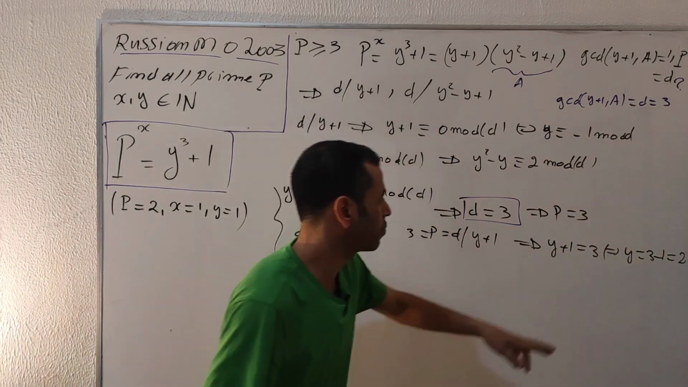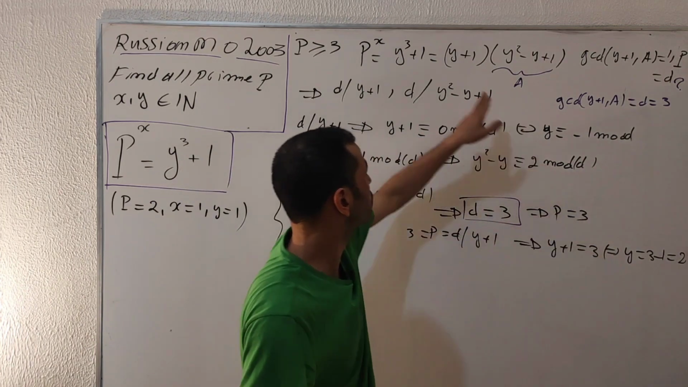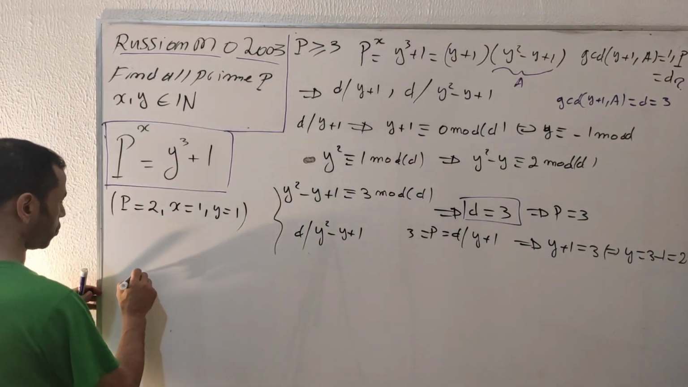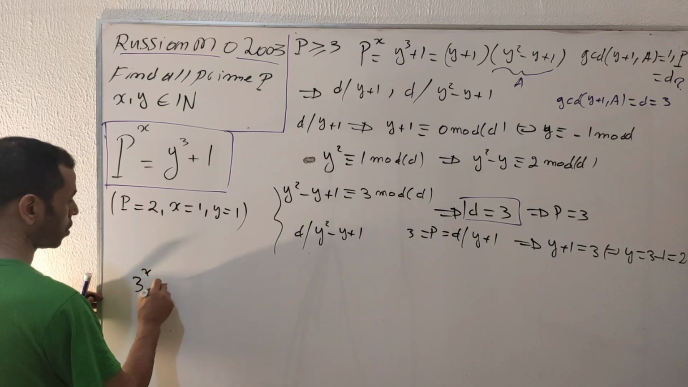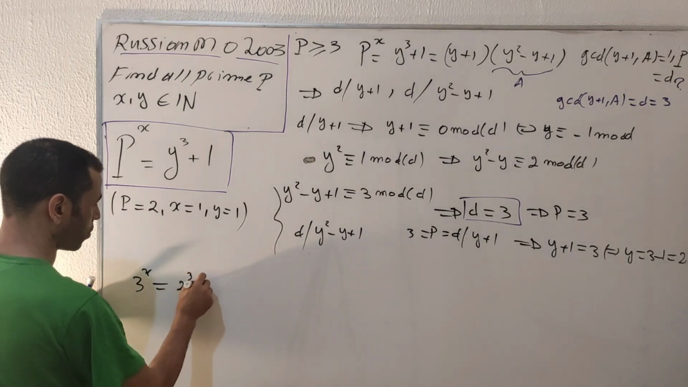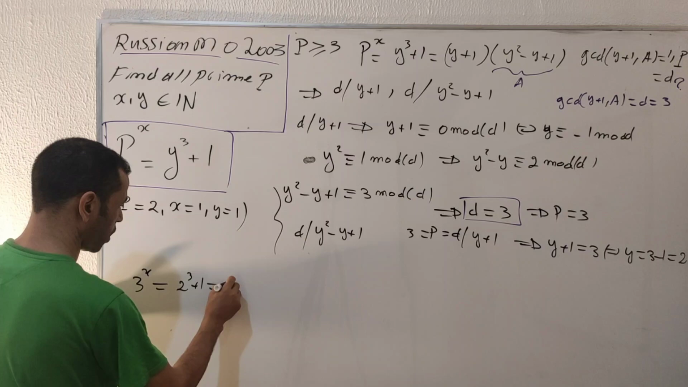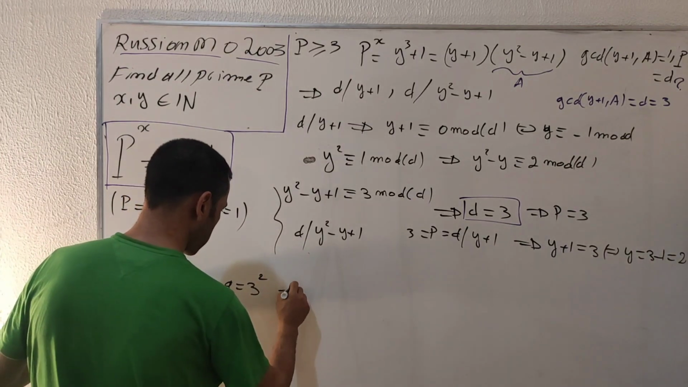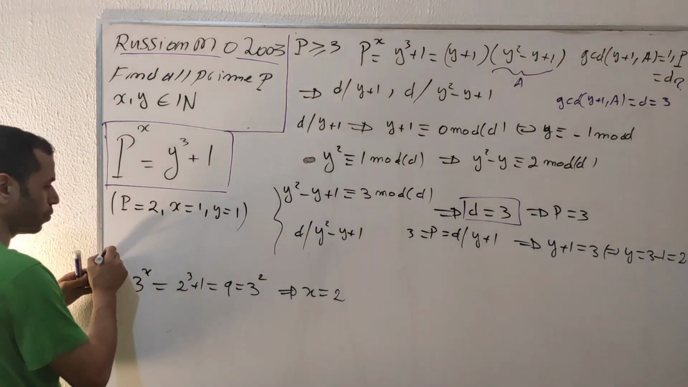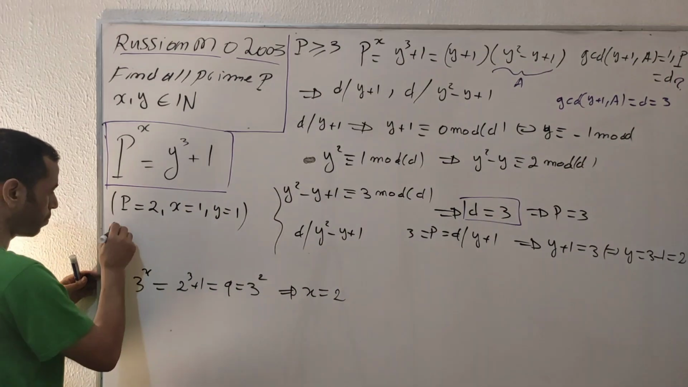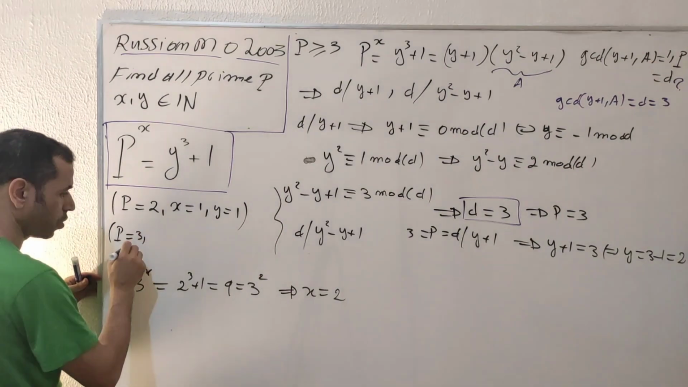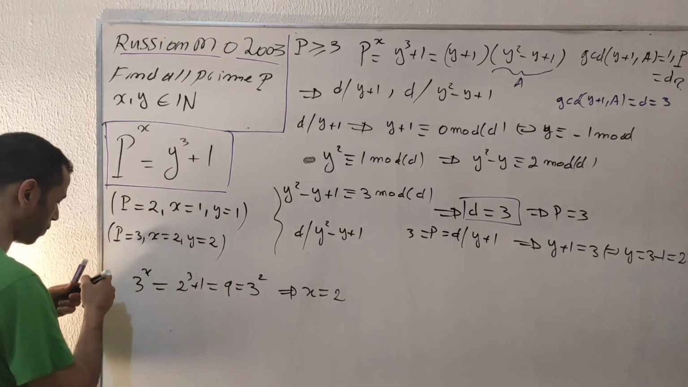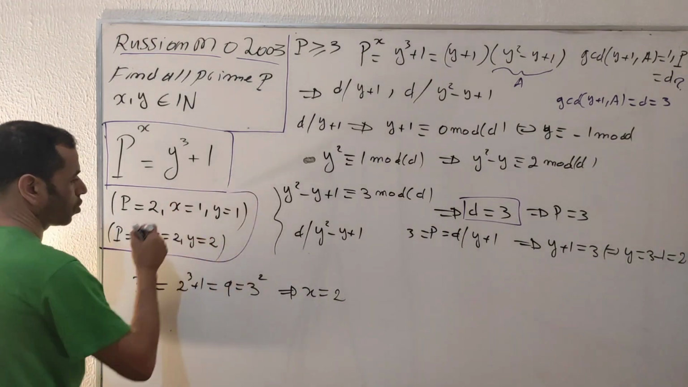So I'm going to take this value of p and y equals 2 and insert them into the original equation to find x. I simply put 3 to the x equals 2 cubed plus 1 equals 9, and 9 equals 3 squared. Now I have determined x equals 2. I'm going to put the second solution: p equals 3 with x equals 2 and y equals 2. Here there are only 2 solutions for this equation.